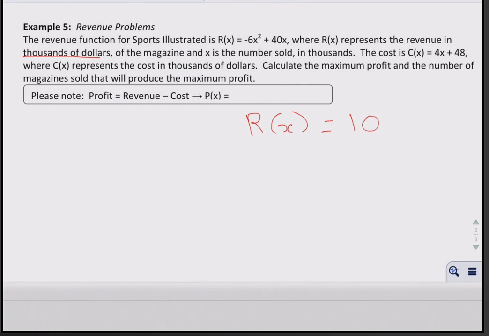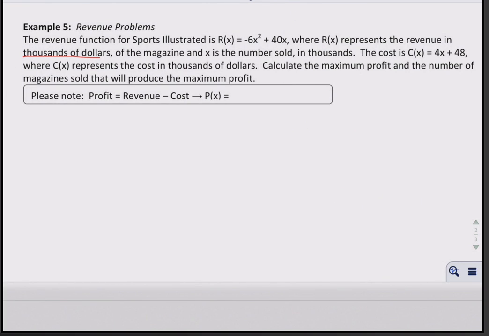So for example, if R(x) equals 10, that doesn't mean $10. It means 10 times 1,000, or $10,000. Just because a number is given as a smaller value does not mean that's the actual monetary value of the number. R(x) is the revenue of the magazine, and x is the number sold in thousands.